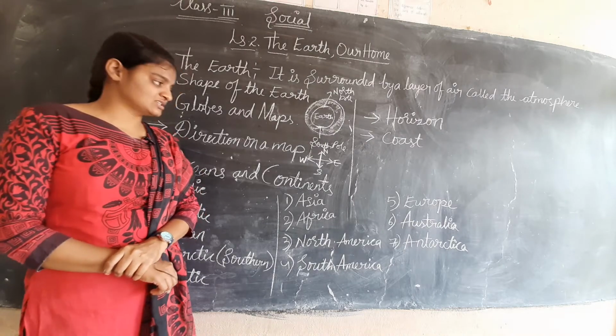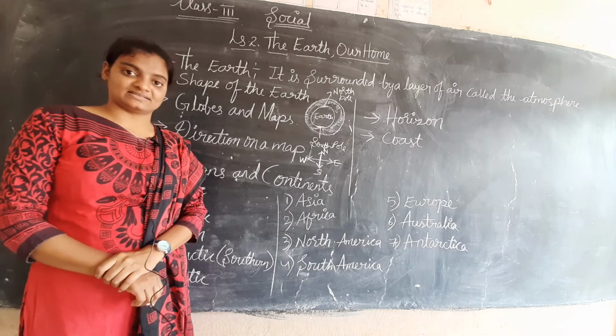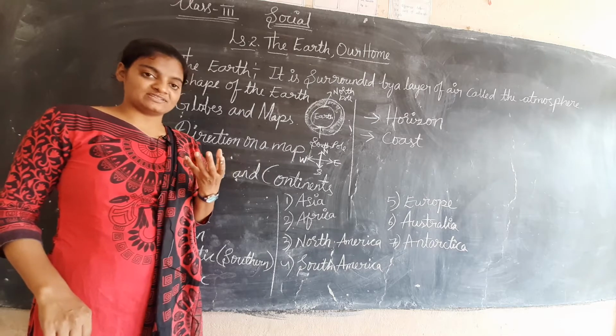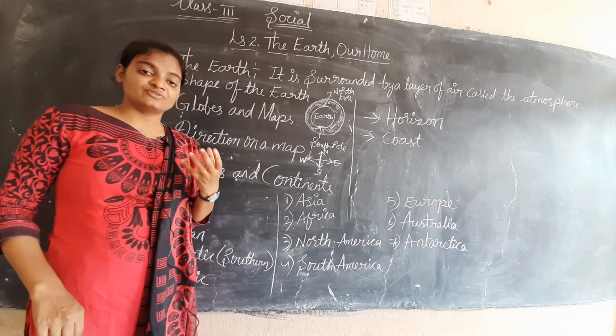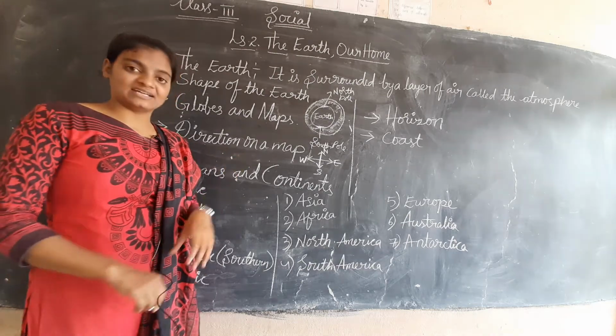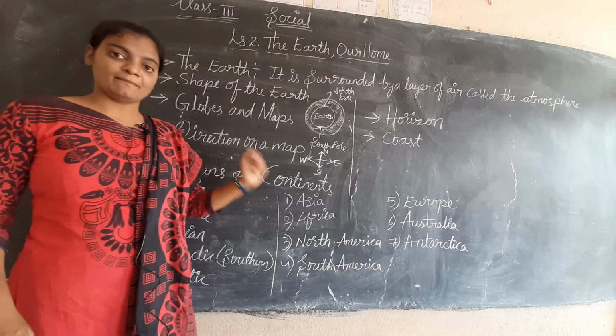To know the directions, compasses were used. It is just like a watch. It always points towards north. So we use the compass to know the directions. That is about the directions on a map.